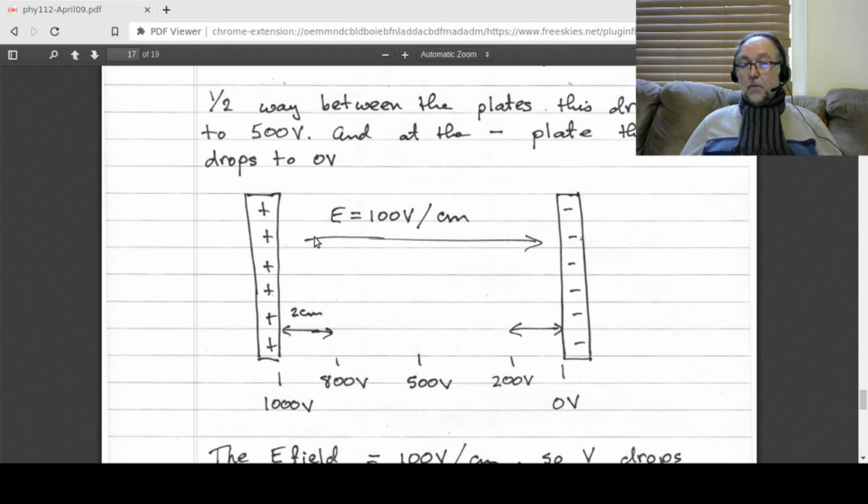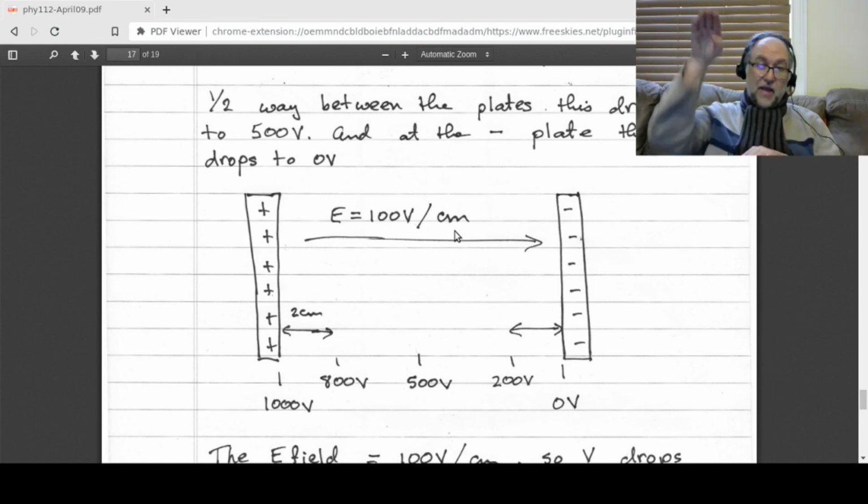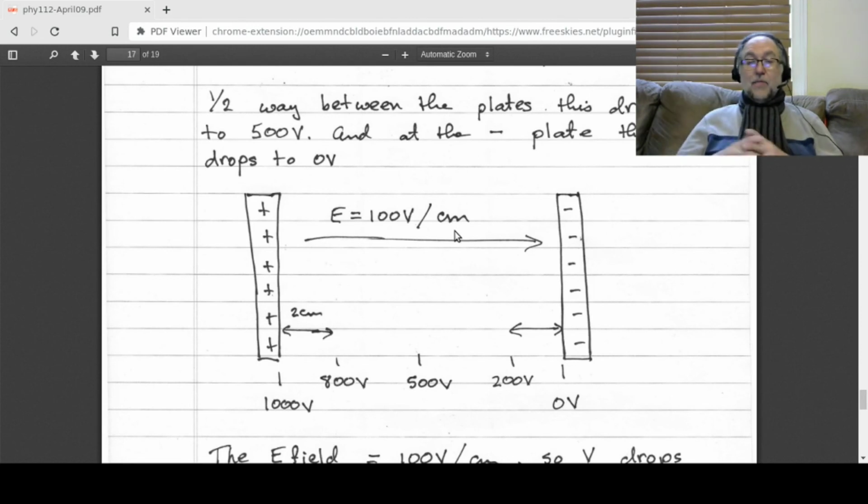And E is kind of like the slope. It's like saying, how much do you drop for every centimeter of distance that you travel from one to the other? And this is saying that you drop 100 volts for every centimeter. And so people tend to think about voltage as kind of like the electrical equivalent of height, and they tend to think about the electric field as kind of like the electrical equivalent of a slope.